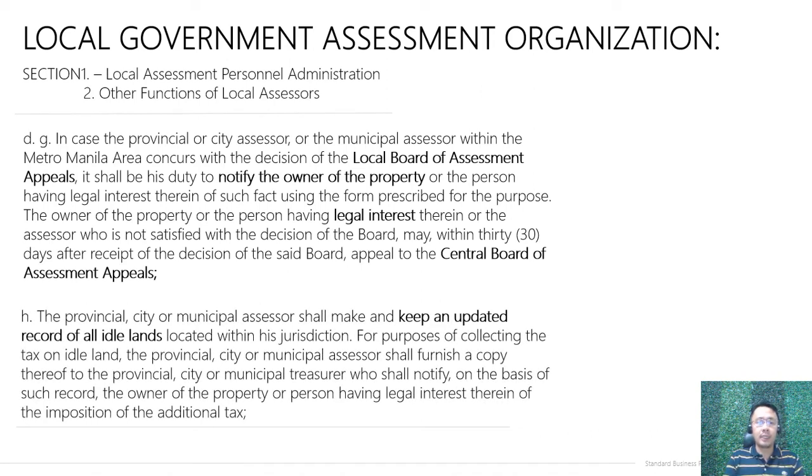The provincial, city, or municipal assessor shall make and keep an updated record of all idle lands located within his jurisdiction for purposes of collecting the tax on idle land. The provincial, city, or municipal assessor shall furnish a copy thereof to the provincial, city, or municipal treasurer, who shall notify, on the basis of such record, the owner of the property or person having legal interest therein of the imposition of the additional tax.